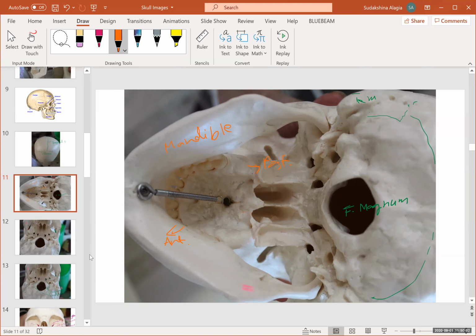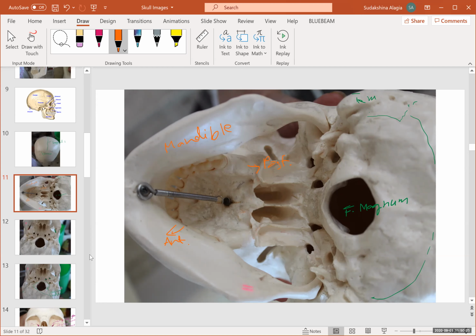So anterior is toward the mandible or toward the teeth, to make it simple. Posterior is toward the deeper part of the cranium. Foramen magnum, sphenoid bone, that's what we're looking at. Where is the maxilla? Where is the palatine process of the maxilla or maxillary bone? And where is the actual palatine bone?